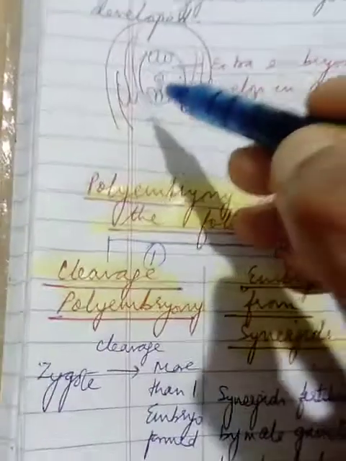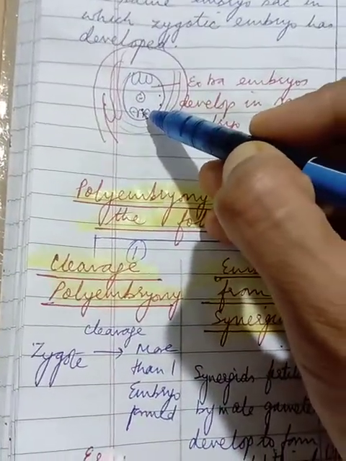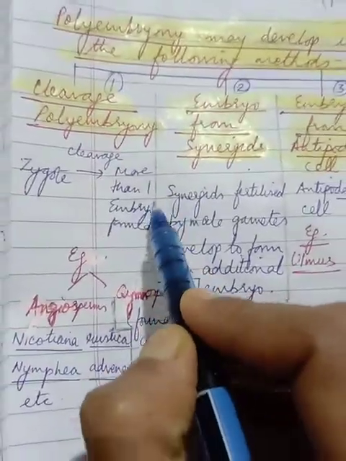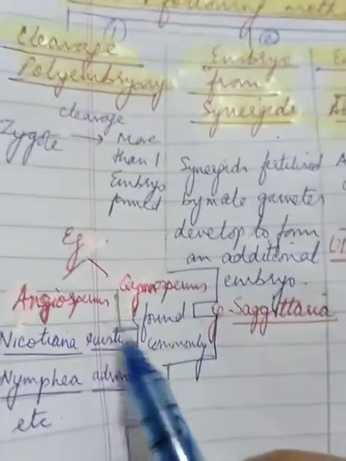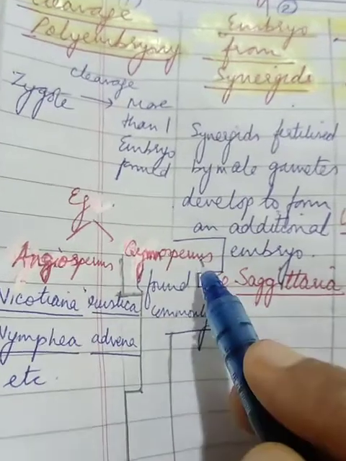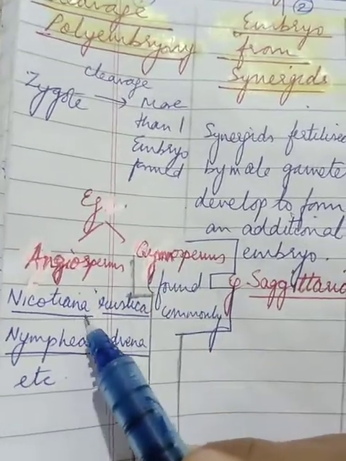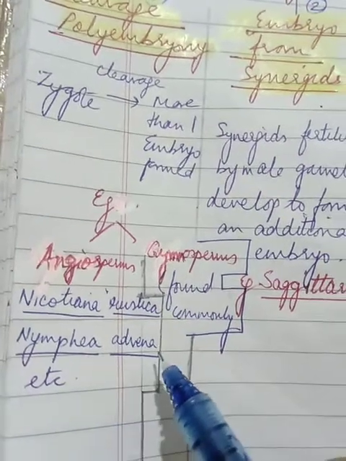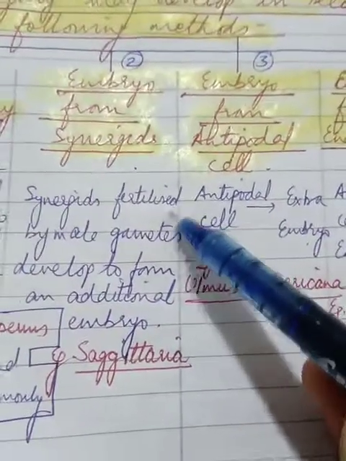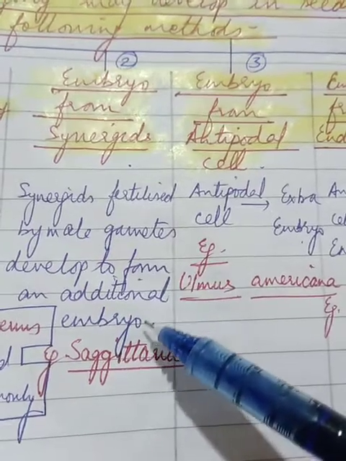The zygote, which is usually formed as a product of fusion of the egg cell with the male gamete, undergoes cleavage or division, and then more than one embryo is formed. It is seen in both angiosperms and gymnosperms. It's very commonly found in gymnosperms and in angiosperms in plants like Nicotiana rustica, Nymphaea advena, etc. Coming to embryo from synergids. What are synergids? These are the 2 cells adjacent to the egg cell. These synergids may be fertilized by male gametes and develop into an additional embryo.